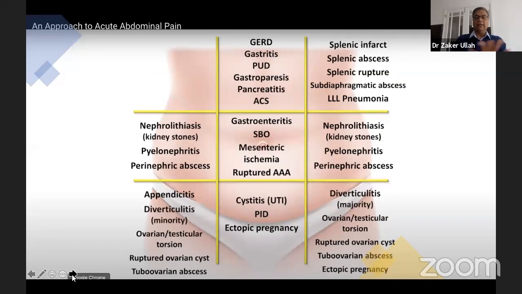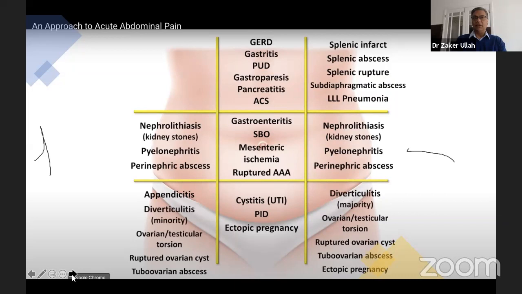Like right and left renal area, sometimes you can see pyelonephritis, sometimes perinephric abscess, and nephrolithiasis. These are the conditions you can see, especially right iliac fossa pain. Of course, we know appendix or appendicitis is very common on the right side. On the left side, diverticulitis, particularly in Western countries, is very common.